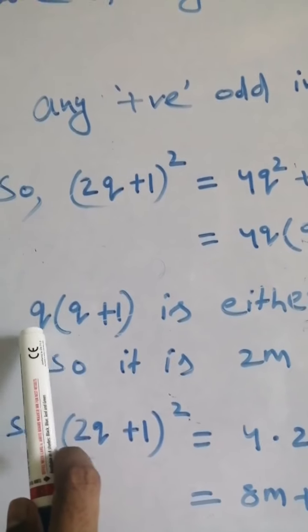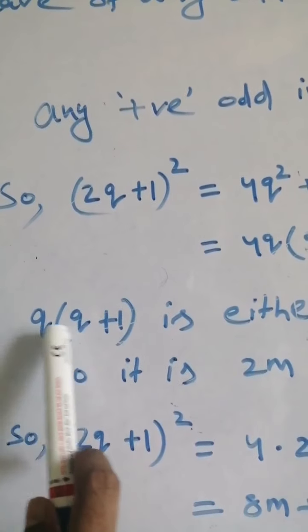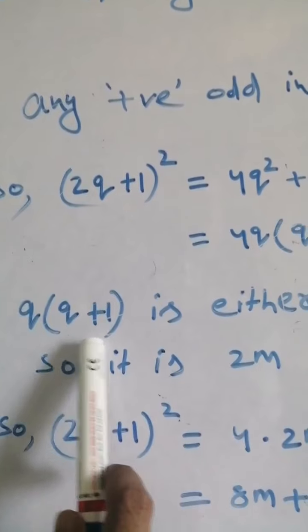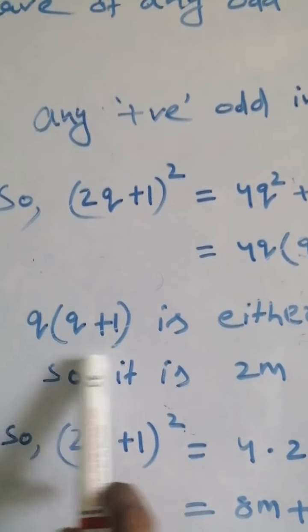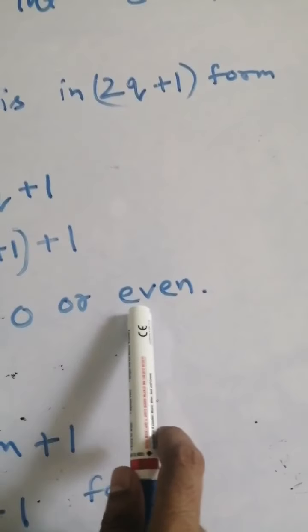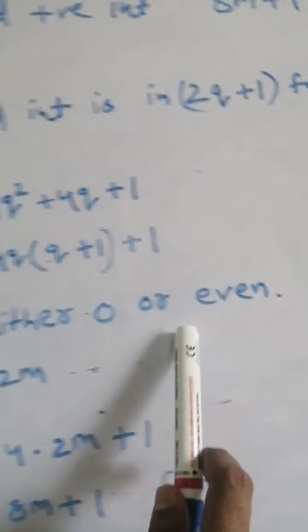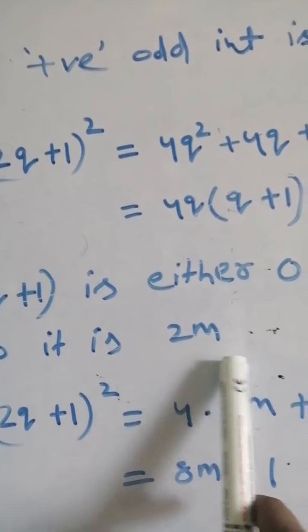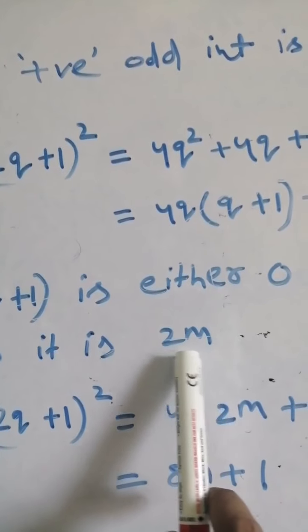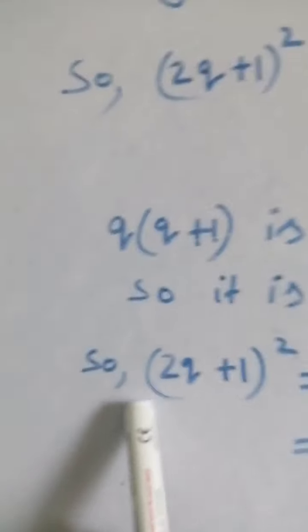If not, it is two consecutive numbers, q and q plus 1. When two consecutive numbers are multiplied, because one of them should be even, the product is also even. So it should be even or 0. Even means it is of the form 2m. If it is 0, it is 2 into 0, otherwise it is of the form 2m.